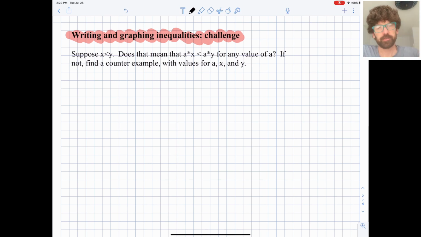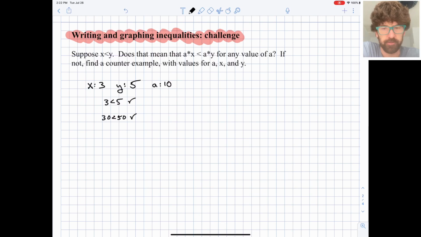Okay, so let's think about this. What I want to do is just try a couple random numbers. So here, 3 is less than 5, x is less than y. And let's have a be 10. Okay, so 3 is less than 5. That checks out. That's what we're given. That's good. Multiply both sides by 10. 30 is less than 50. Okay, cool. So it looks like that's true for at least some numbers.